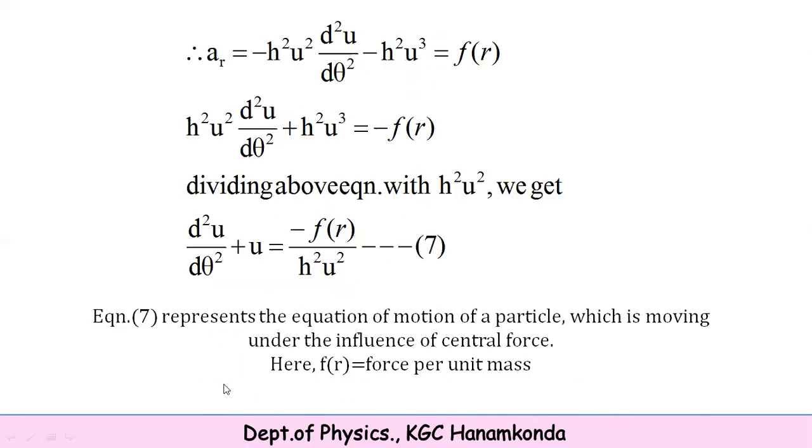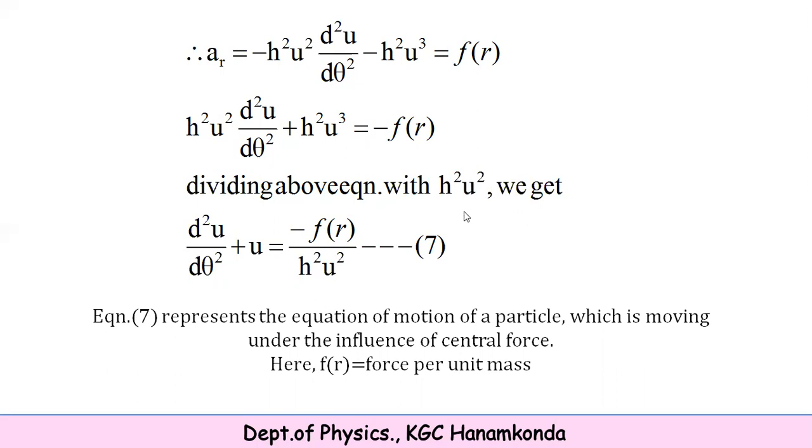So equating these two, a_r equals minus h square u square into d square u by d theta square minus h square u cube, which equals f of r. Multiplying the entire expression with the negative sign, we get h square u square d square u by d theta square plus h square u cube equals minus f of r.